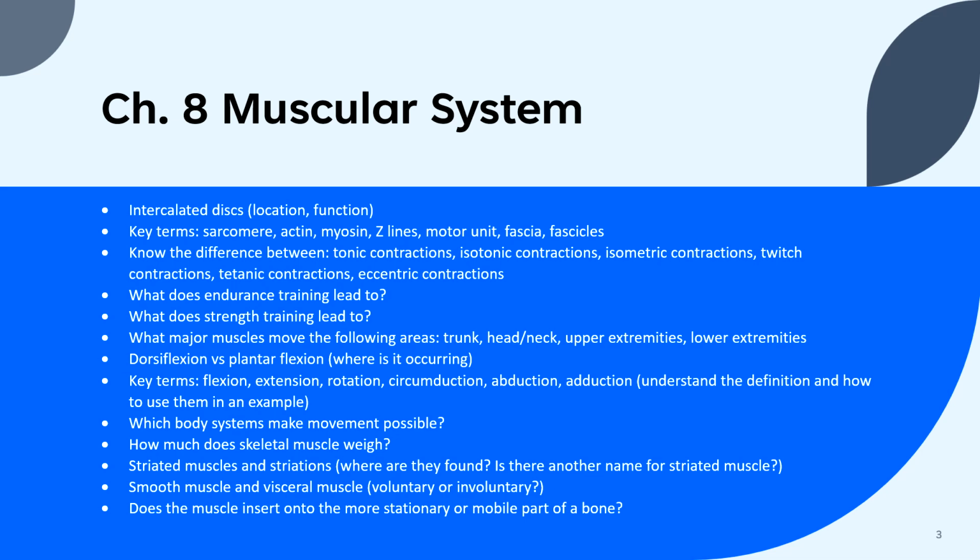Chapter 8. Intercalated discs, their location and function. We can see this on page 152. Intercalated discs will be located within cardiac muscle fibers. They allow the plasma membranes of adjacent cardiac fibers to contact one another. These are dark staining bands. They are cross-sections of intercalated discs that appear within the cross striations of cardiac muscle fibers.